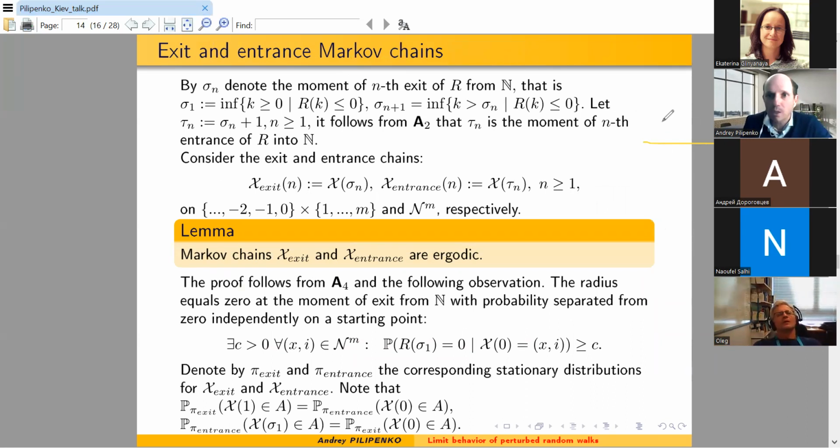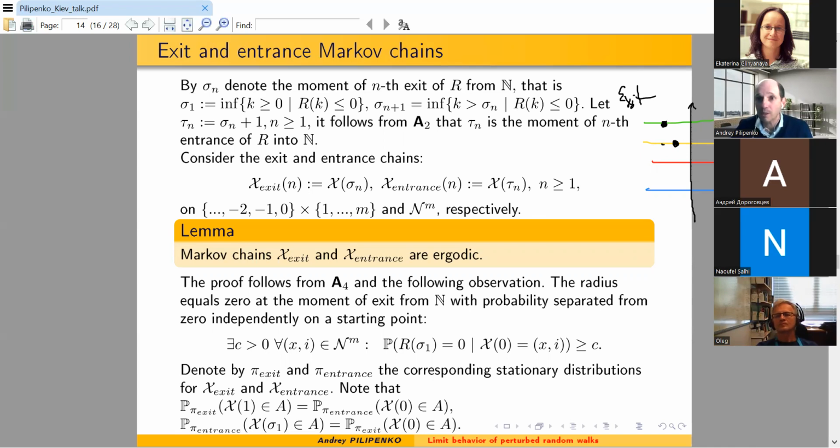Some auxiliary stopping times and auxiliary random walks. So I have lines with colors. I have a random walk here. And when you exit here, I will write a dot and say, okay, this is a moment of exit. And then you jump to the positive side, you will have an entrance. Then you walk here, walk, and then you exit. Say you come here. So exit, entrance.